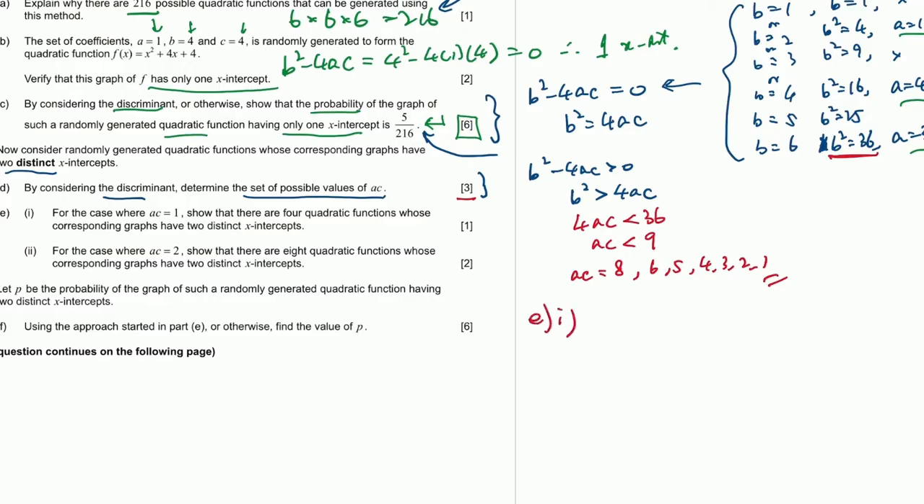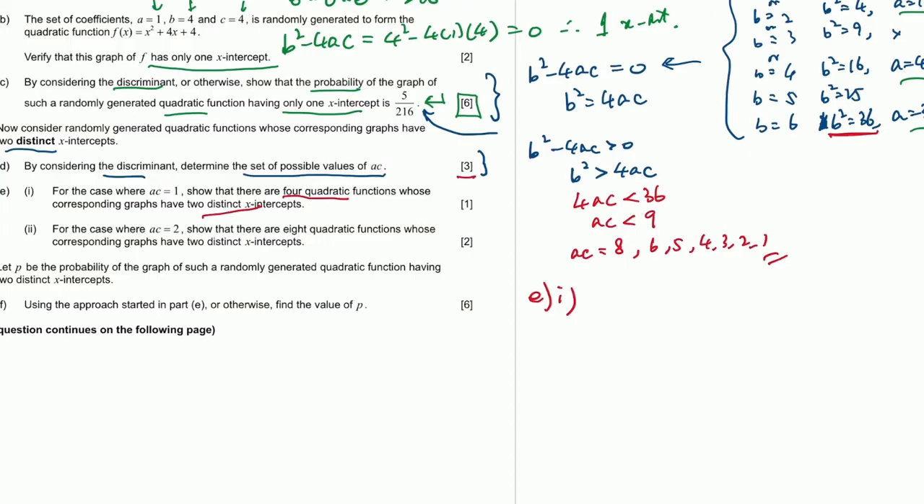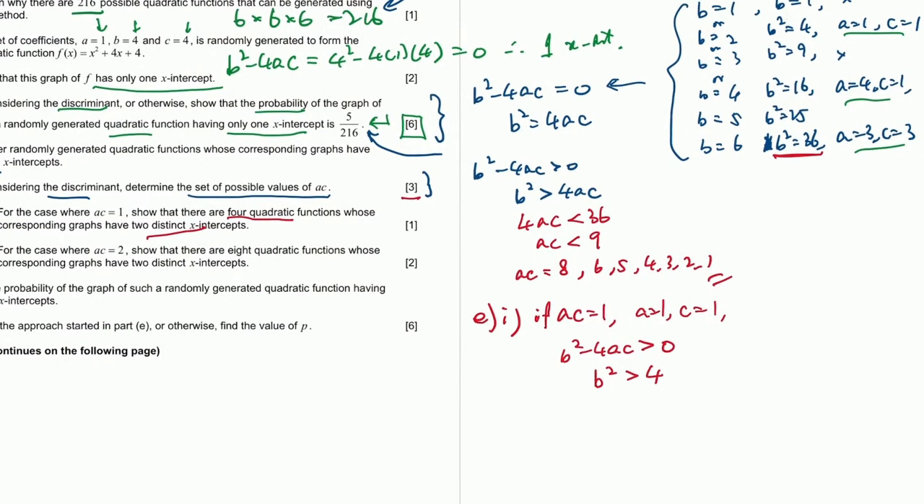What are the 4 quadratics that can have distinct x-intercepts? Okay, now, so if AC is 1, the first question is, how can AC be 1? Well, A has to be 1 and C has to be 1. And then to have 2 distinct x-intercepts, the discriminant must be bigger than 0, but AC is 1, so b squared simply needs to be bigger than 4. For b squared to be bigger than 4, b could be 3 or 4 or 5 or 6.